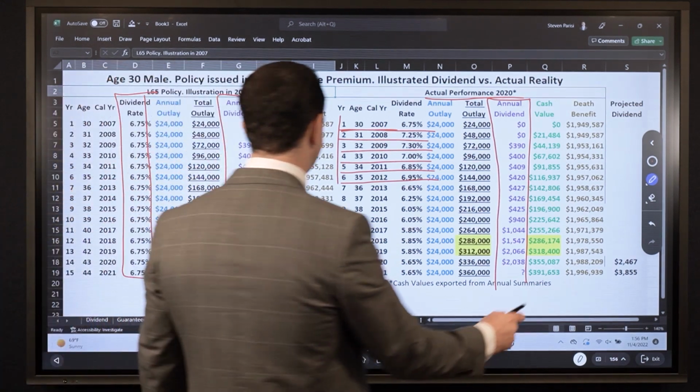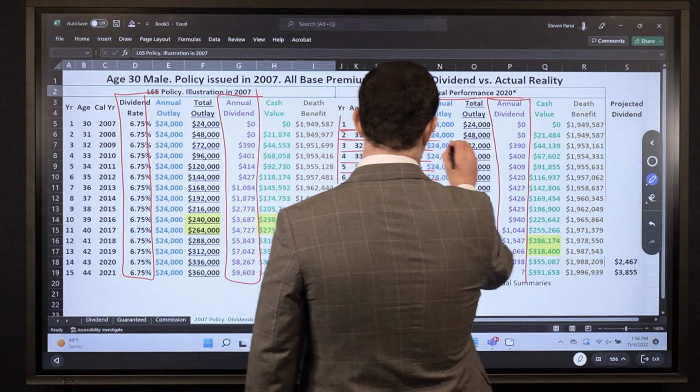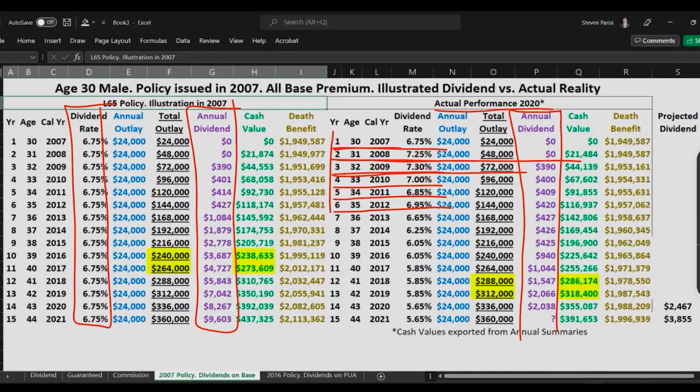Let's take a look again. If you start by year 3, 390. And what happened over here? It was still 390. But the issue is the dividend rate has come up. So that dividend actually decreased. It's the same dollar number, but we've got a dividend rate at 7.3 instead of 6.75.